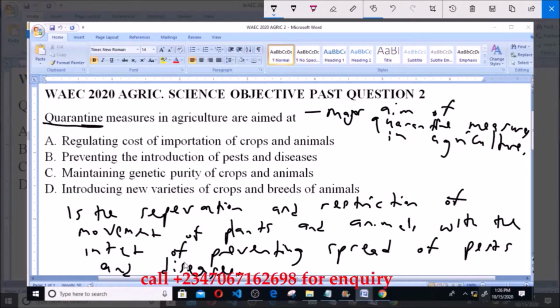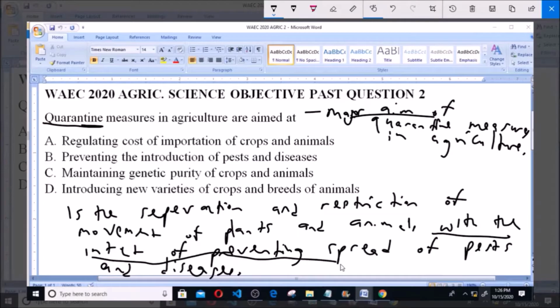Now in this definition we have also given the major aim of quarantine, and as we stated here, it is done with the intent or with the aim of preventing the spread of pests and diseases. So that is option B, preventing the introduction of pests and diseases. So option B is the correct answer to this question.